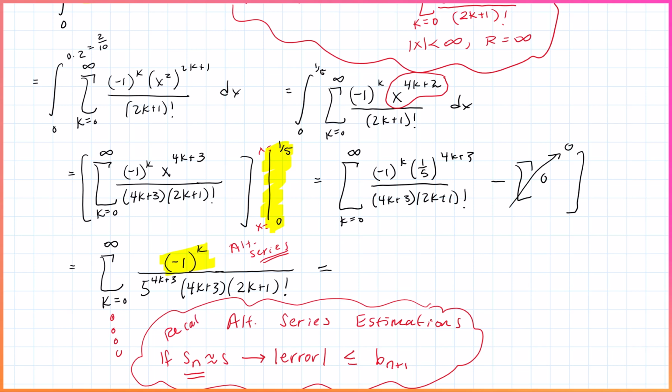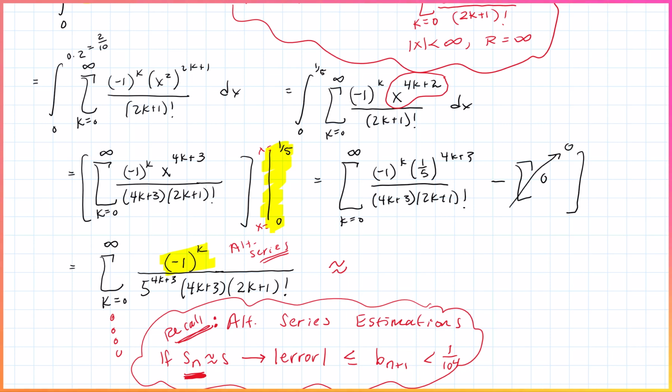Recall. What's super convenient about alternating series is if we want to use n terms to estimate the actual sum, we're going to do a little approximation. If we have an alternating series, all we have to do is go until we see a term that is less than the error that we want. In this case, we want the error to be less than 1 over 10 to the 4th.